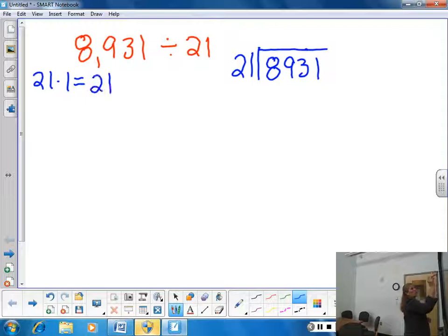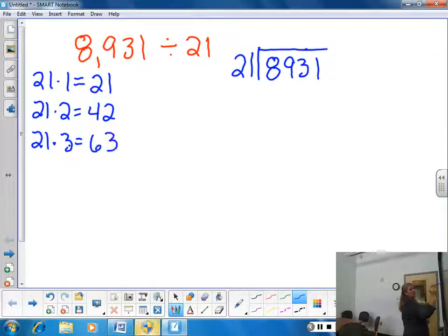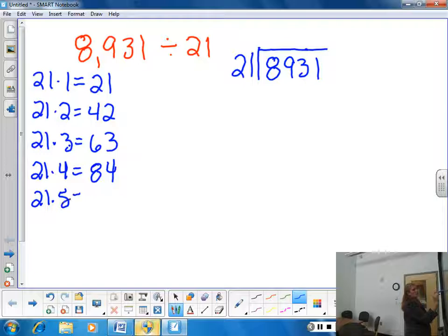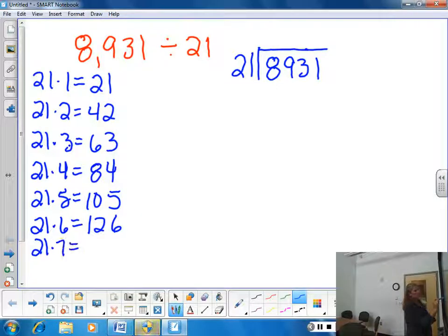1 times 21 is 21. 21 times 2 is twice that, which is 42. 21 times 3 is 21 more than that, which is 63. 21 times 4 is 21 more than that, which is 84. 21 times 5 is 21 more than that, which is 105. 21 times 6 is 21 more than that, which is 126. 21 times 7 is 21 more than that, which is 147. 21 times 8 is 21 more than that, which is 168.